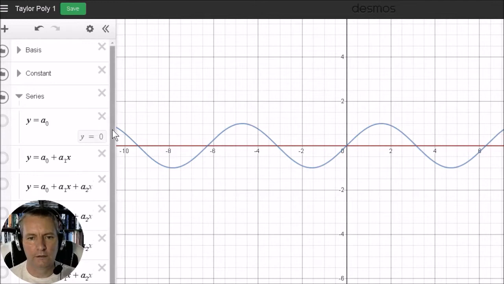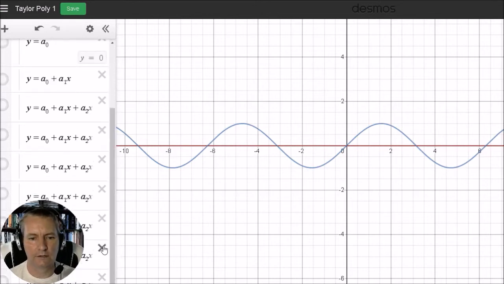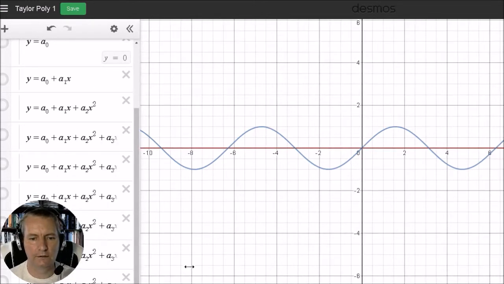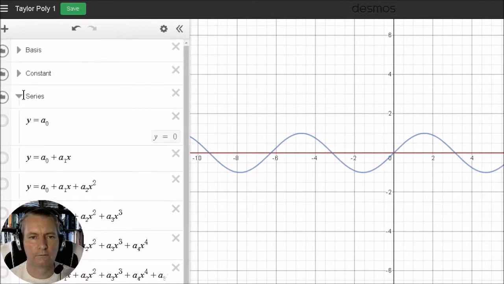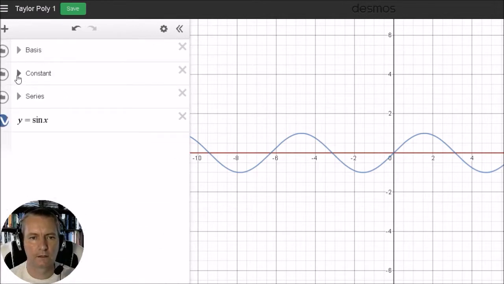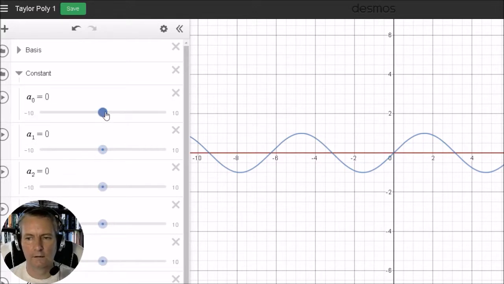And this folder here has got the final series. Now the final series here is going to be our a0 plus a1x plus a2x squared, a3x cubed, a4x to the 4, and so forth. Okay, so that's this function here that we're going to draw out. So let's look at the values for all our constants and see if we can approximate.